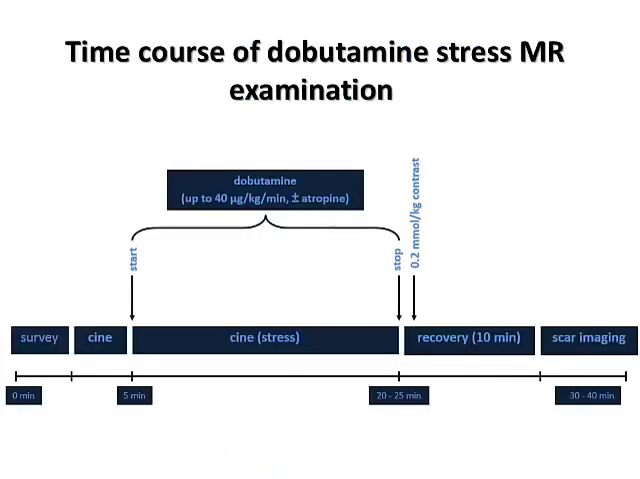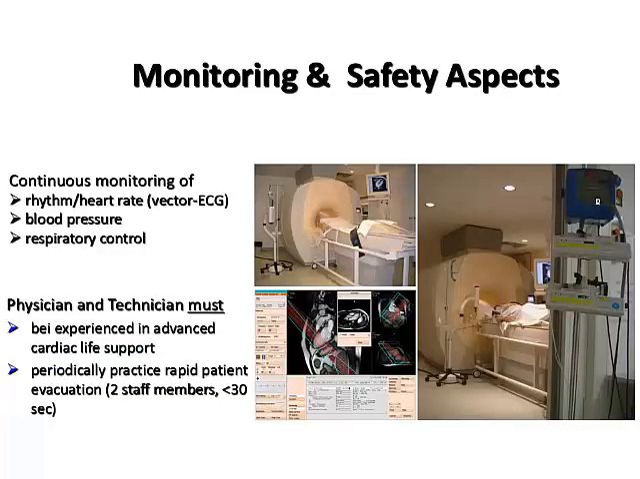We use the same protocol as in echocardiography. At rest, we perform cine images in short axis and long axis. We give dobutamine to reach the target heart rate, and at the end of the study, we perform a delayed enhancement scan. What about the safety? We have to do monitoring during the study. We have to measure the blood pressure and do a respiratory control.